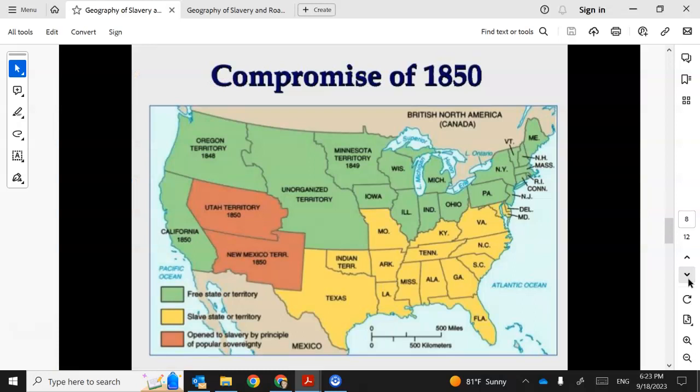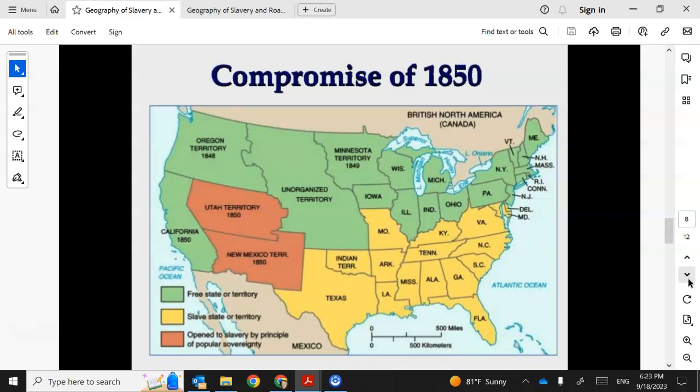So, all right, here's what we've got. For slave states, we have Delaware, Maryland, Virginia, North Carolina, South Carolina, Georgia, Florida, Alabama, Mississippi, Louisiana, Texas, Indian Territory, which is going to become Oklahoma, Arkansas, Missouri, and then free states or territories.